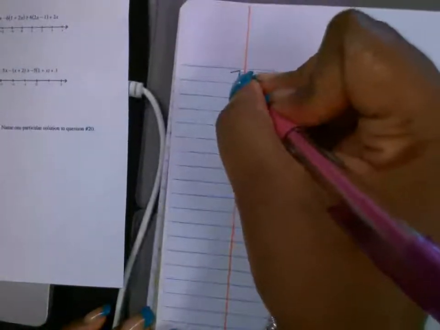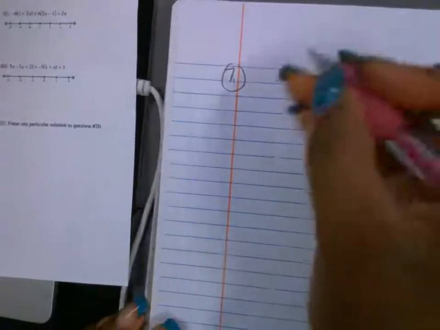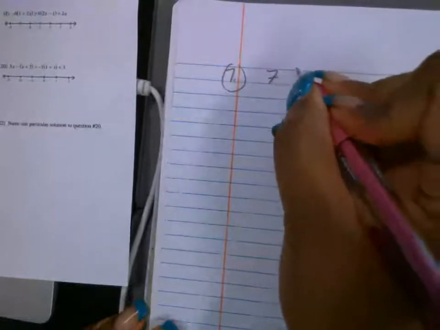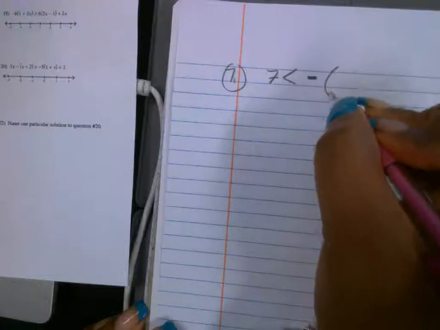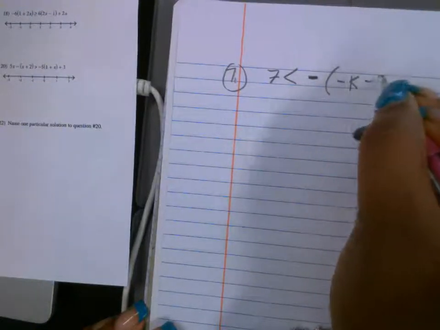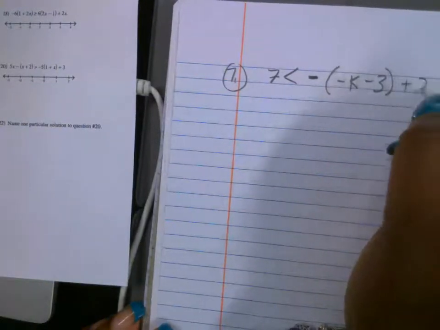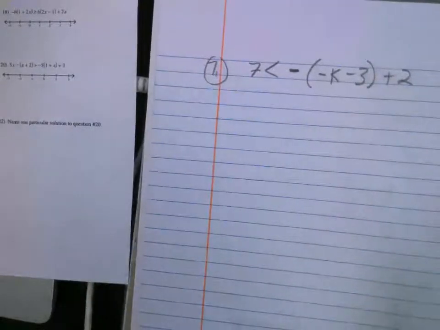Number 7. You have 7, this is a less than sign, negative, parentheses, negative k, minus 3, plus 2. All right, so let's do this one.